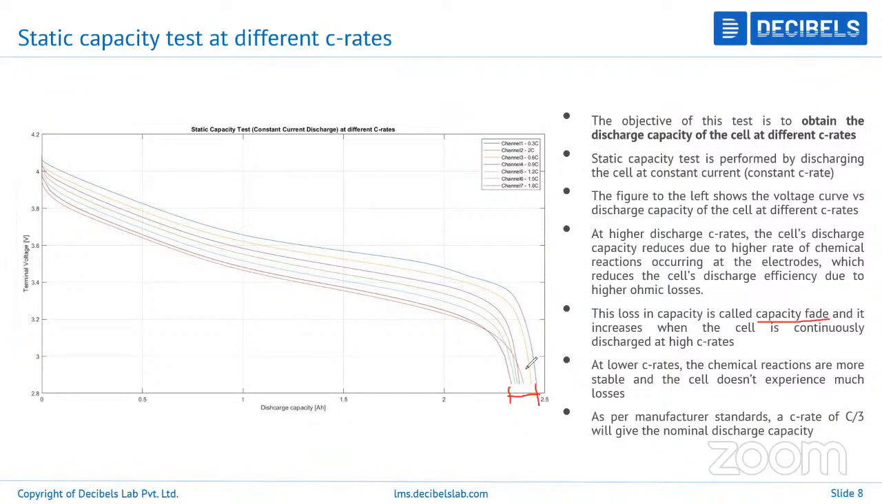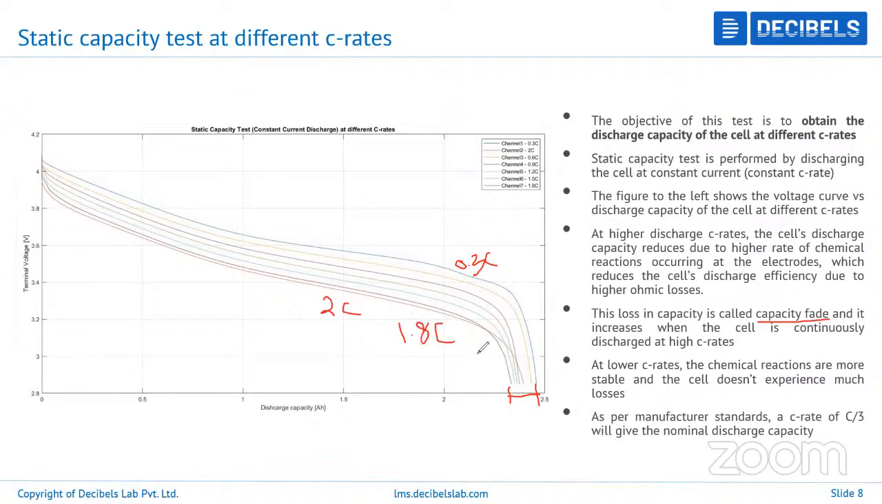Compare the discharge capacity of the cell when you discharge it at 0.3C versus what you will observe when you discharge it at around 2C or even at 1.8C.